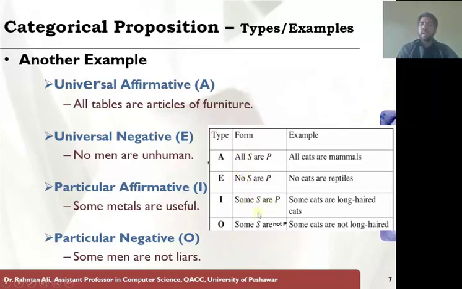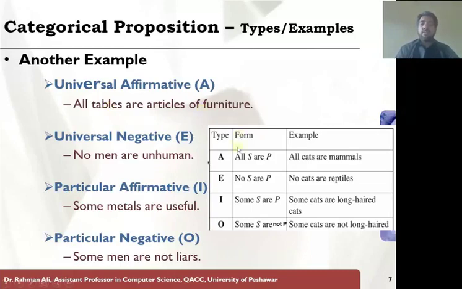And some S are P, some S are not P. So this some is particular, and from particular, if it is P it affirms, if it is not P it denies. So it's particular negative. And these are a few other examples. All cats are mammals, no cats are reptiles. So this is the example of the E kind of proposition. Some cats are long-haired and some cats are not long-haired.